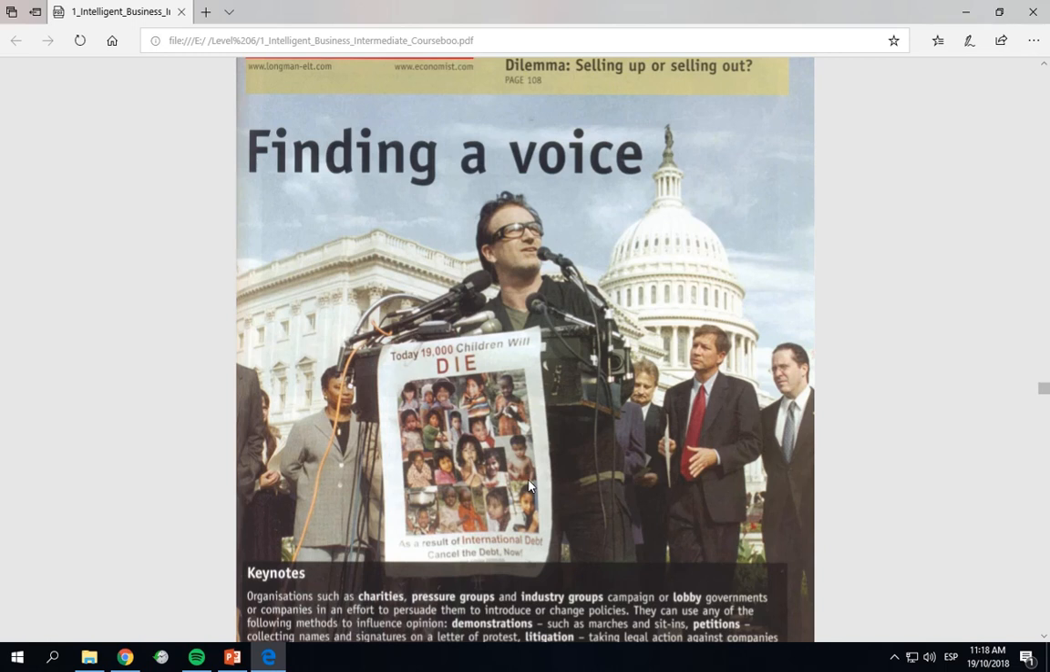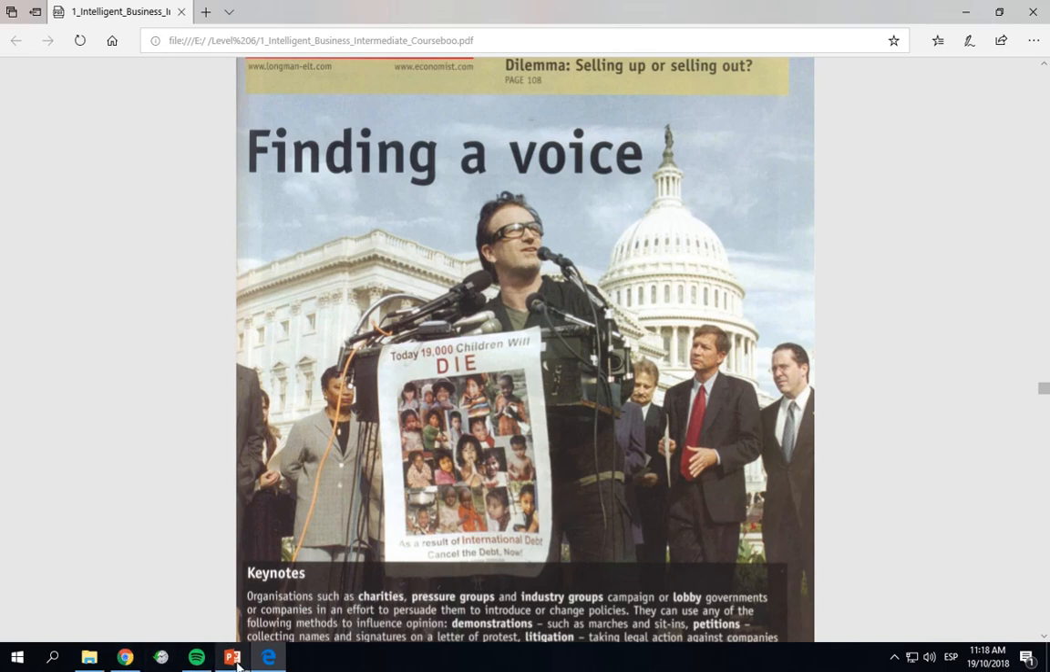Okay. Let's have a look at his banner. "Today, 19,000 children will die as a result of international debt. Cancel the debt now." That means he really realizes that the governments of many poor countries have a lot of debt, and he wants governments to cancel those debts, so these governments can spend more money on things that are important.